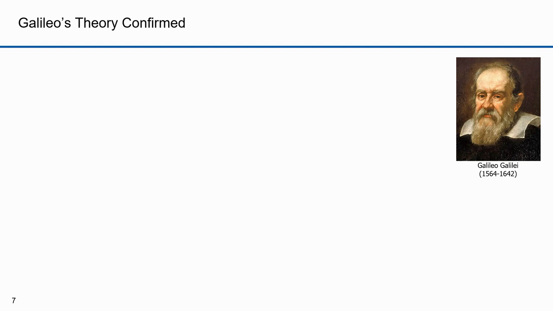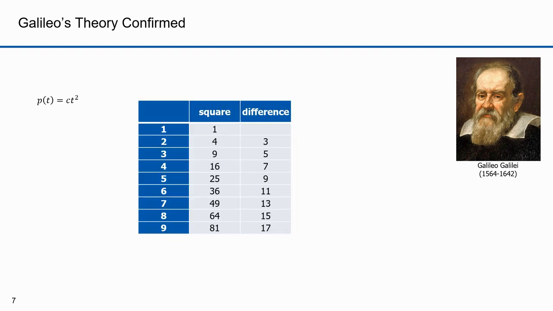A brief aside, I mentioned Galileo proposed that the distances an object falls in successive equal intervals are proportional to consecutive odd integers. The formula for position is P of t equals ct squared. The distances are proportional to t squared. And here's a table with 1 through 9 squared. The difference column is the difference between the square on the left and the previous.